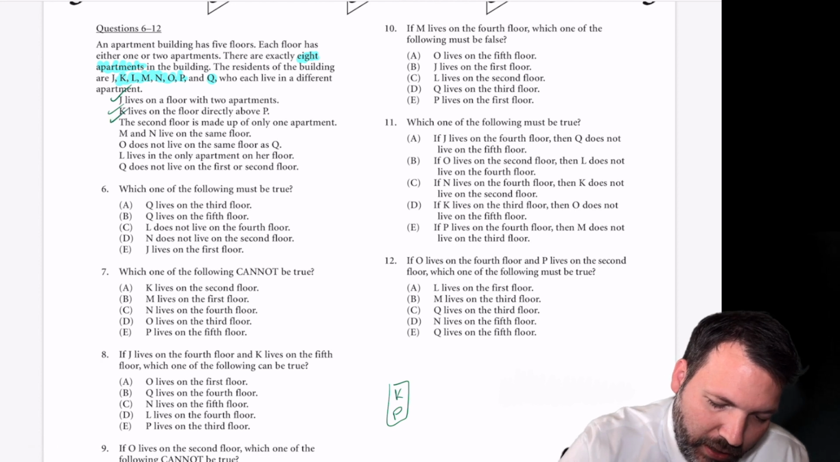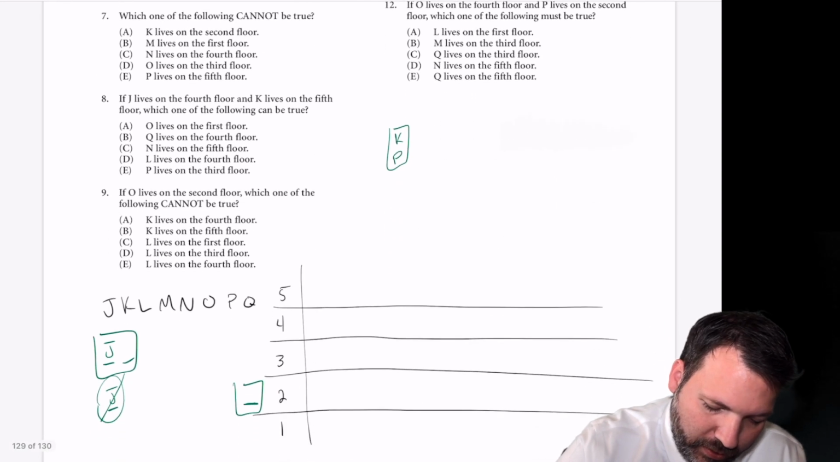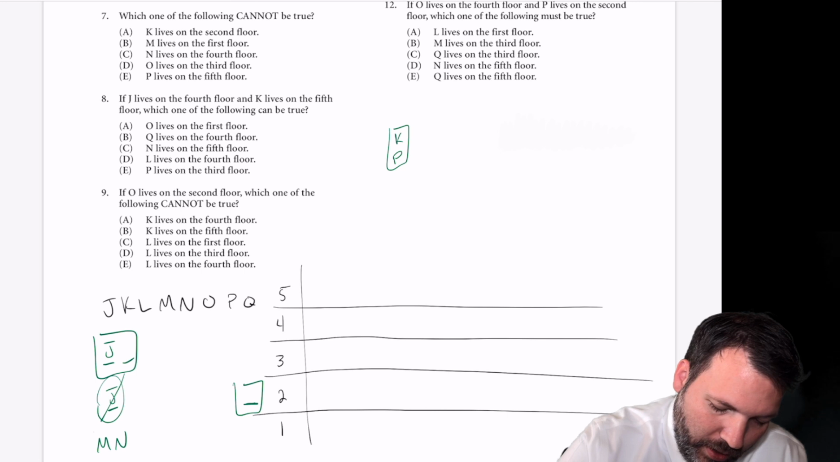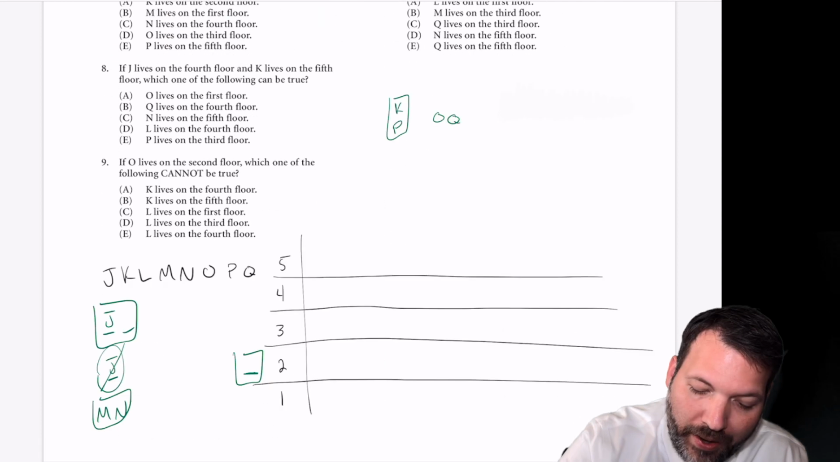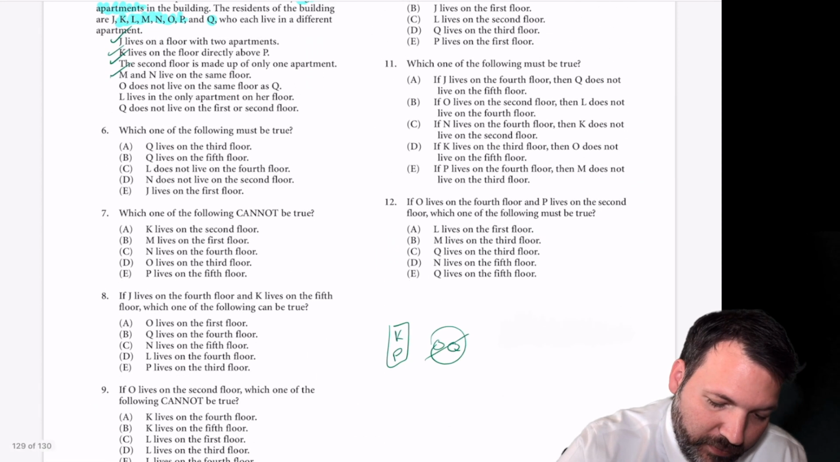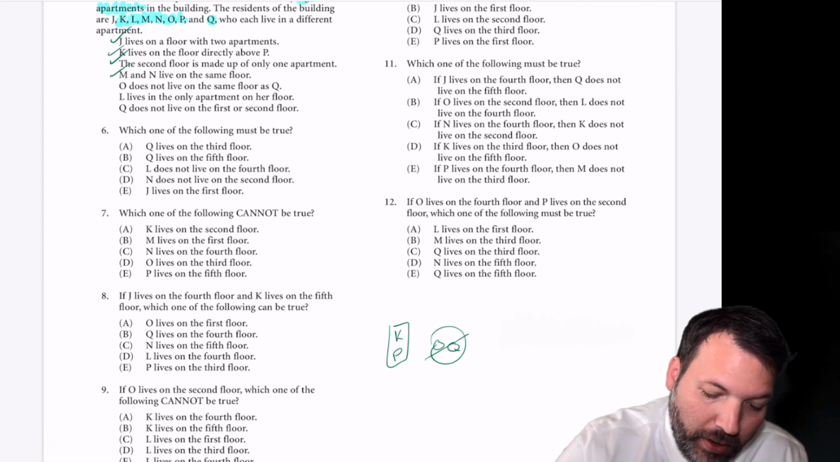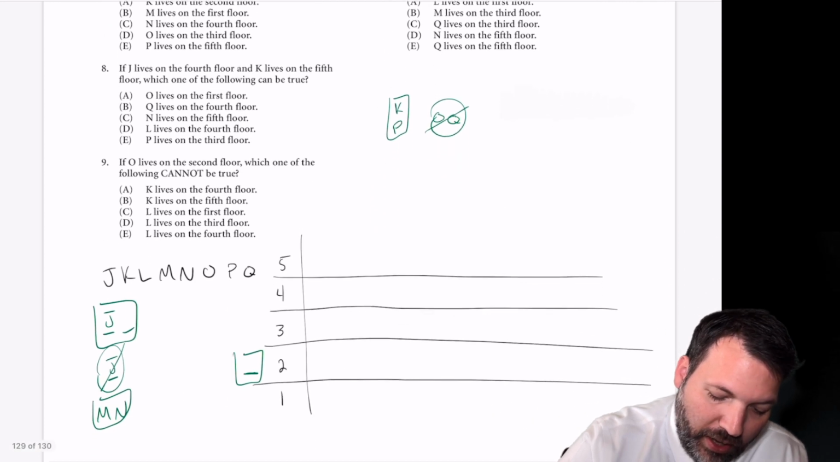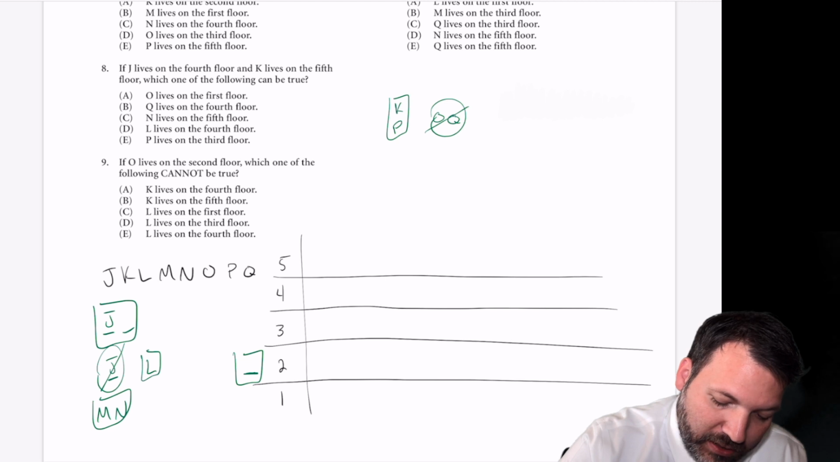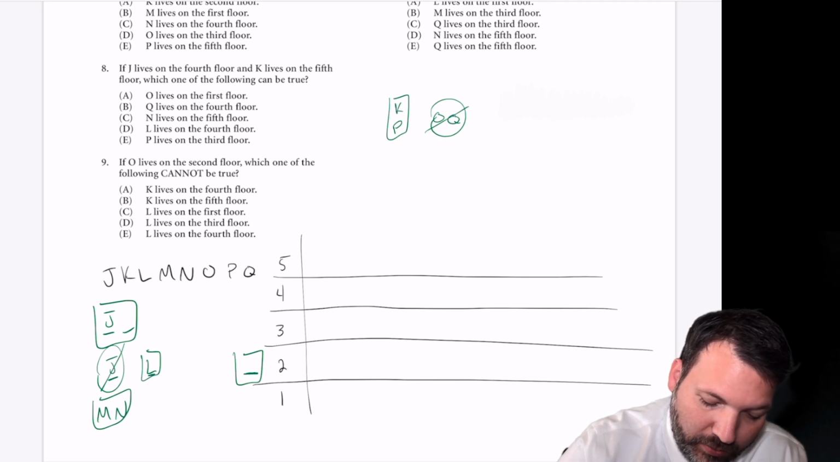M and N live on the same floor. That's going to be key. So M and N live on the same floor for sure. O does not live on the same floor as Q. O and Q do not live on the same floor as each other. L lives in the only apartment on her floor. Okay, so unlike J, L has to be by herself on some given floor.